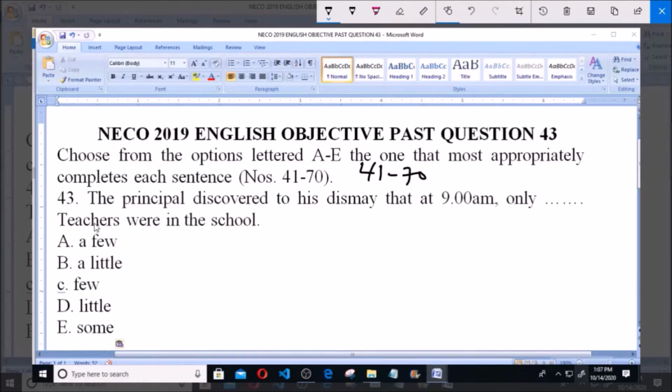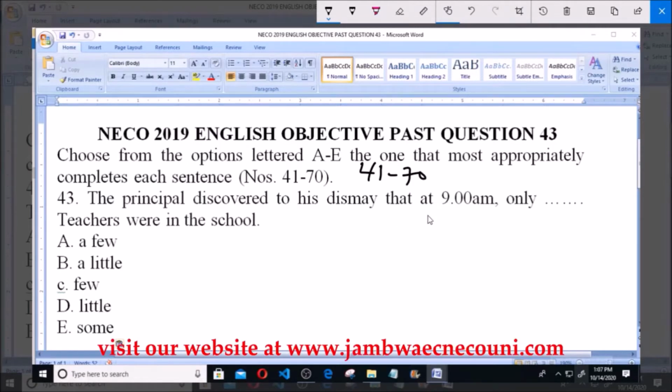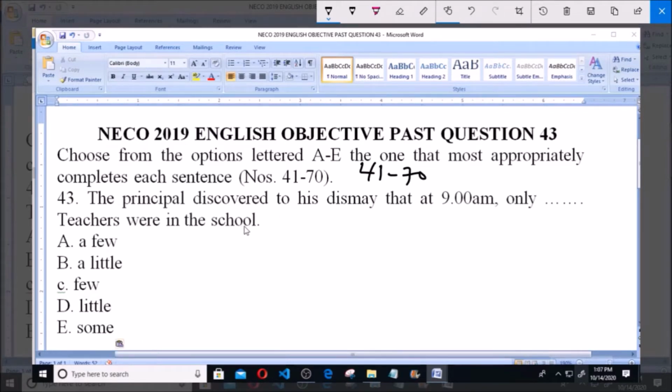The statement here says the principal discovered to his dismay that at 9 o'clock a.m. only dash teachers were in the school. Option A, few; B, a little; C, few; D, little; E, some.